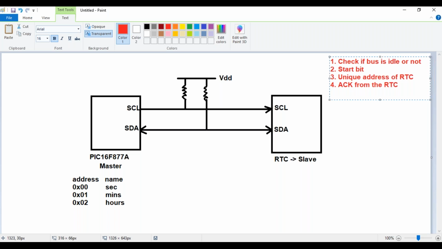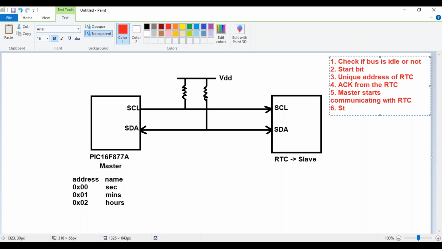Only after you receive the acknowledgement from the RTC, master starts transmitting the data. I mean, master starts communicating with the RTC. And once the communication is done, what is the master going to do? Master is going to transmit a stop bit.